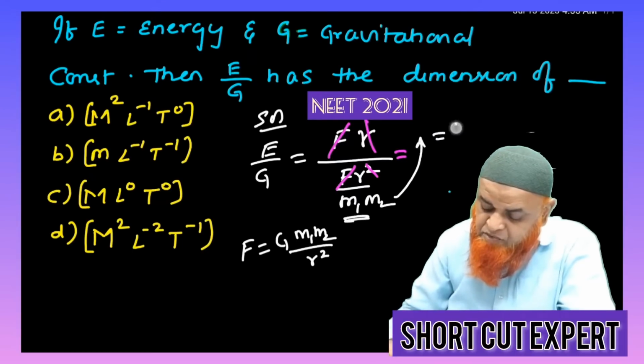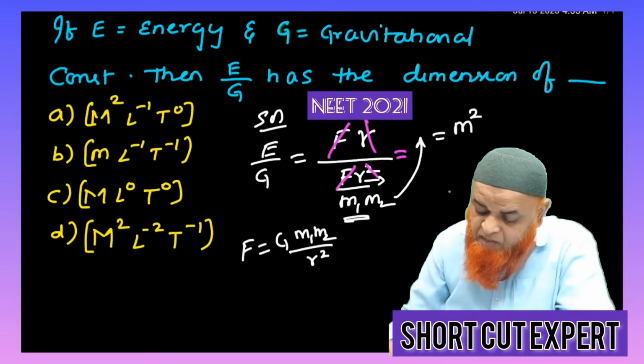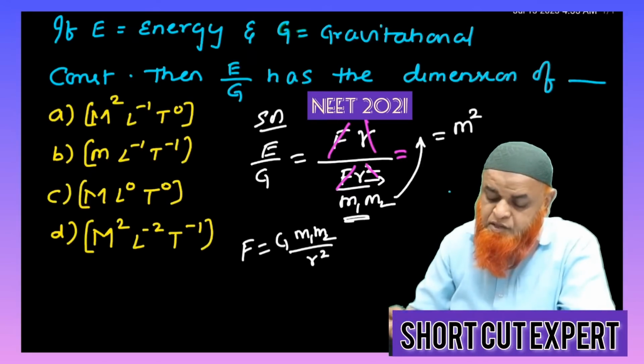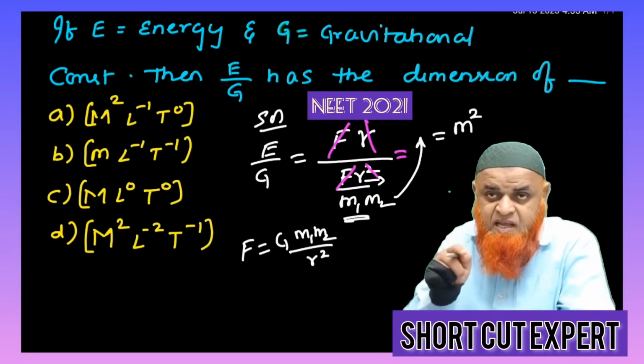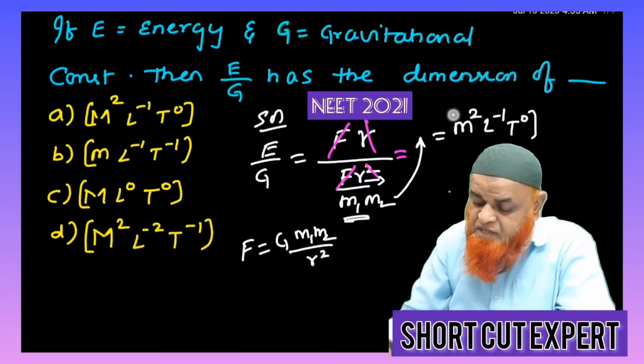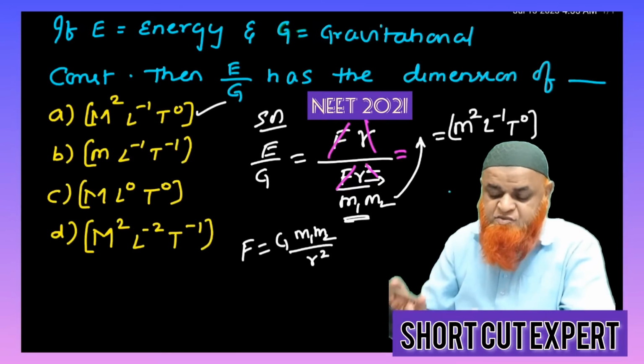This m1 m2 comes to the numerator. It is going to become m square. And what is left? 1 r is left here. This r comes to the numerator. It becomes L here. L comes to numerator means L power minus 1. That's it. T is not there in this formula, so T power 0. So your answer is ready. This is the first option is going to be your answer.